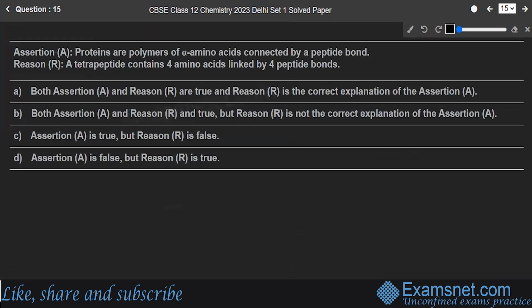Hope you understood that. Next is question number 15. Assertion says proteins are polymers of alpha amino acids connected by a peptide bond. Reason says the tetrapeptide contains 4 amino acids linked by 4 peptide bonds.